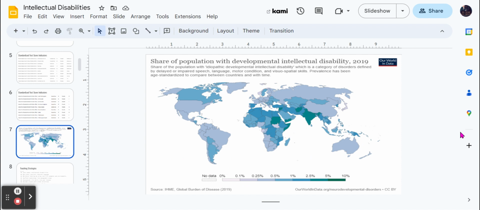And then just some basics: the population of people with intellectual disabilities. This is in 2019, looking at it across all the different countries. I just thought it was an interesting piece.